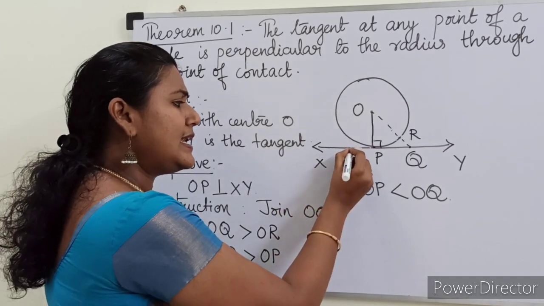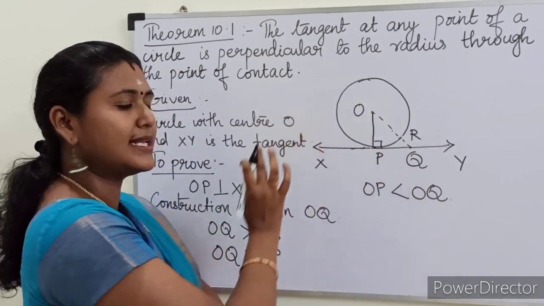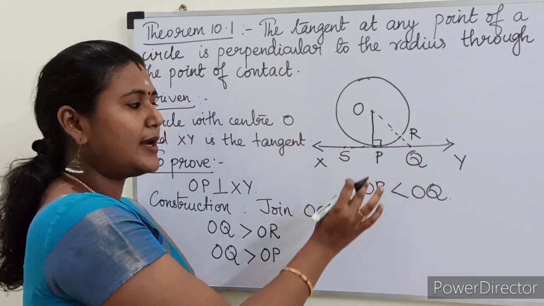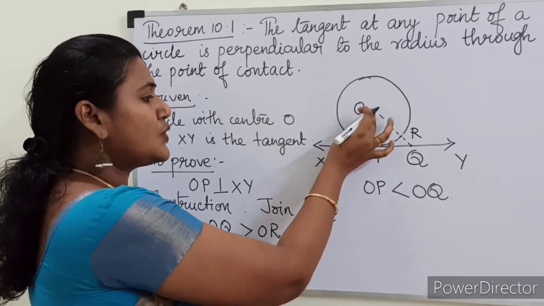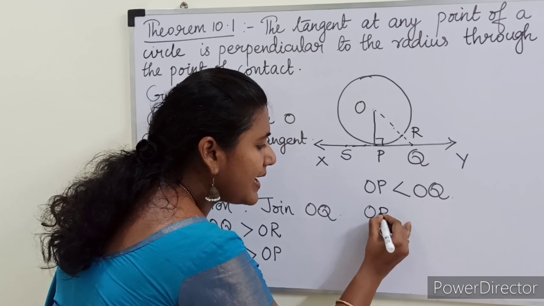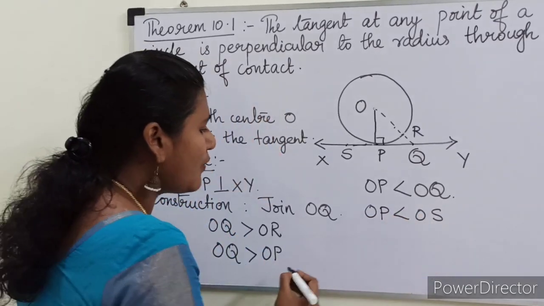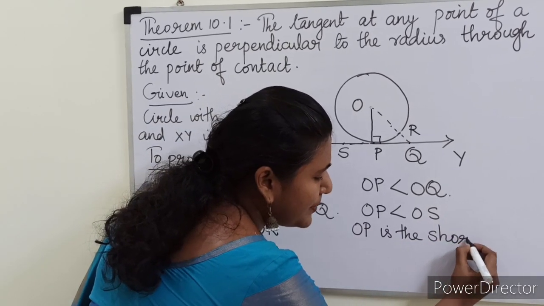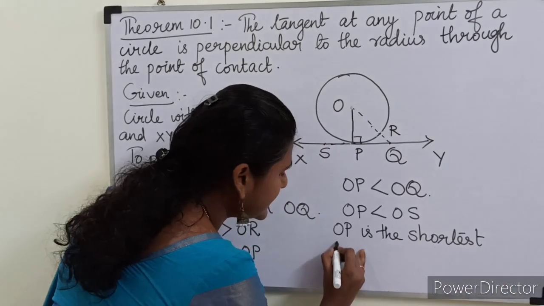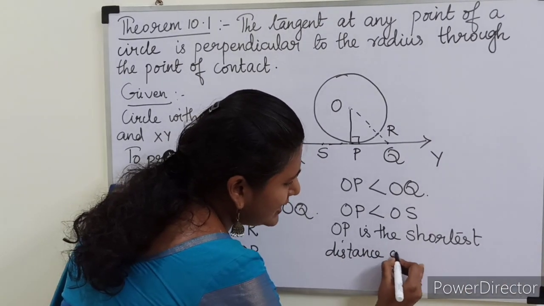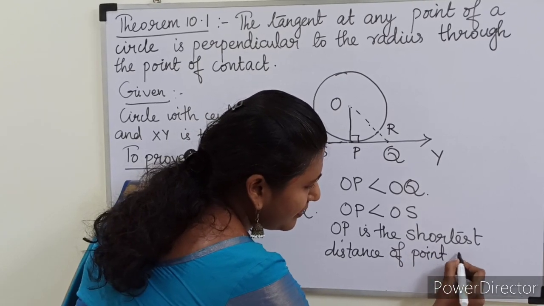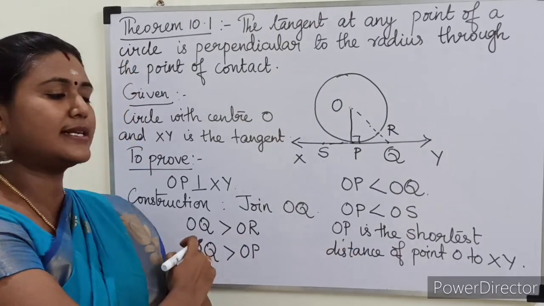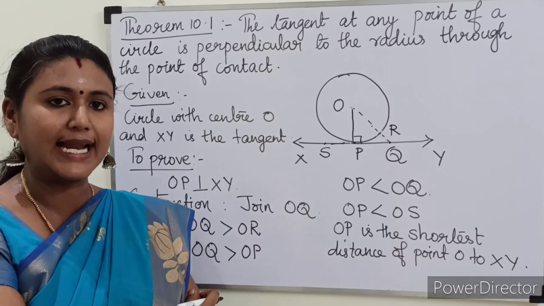This happens for any point on the line XY other than P. If you consider another point S on the line XY, that point will again be outside the circle, so we get the same statement: OP is less than OS. So what we are getting is that OP is the shortest distance of the point O to the line XY.